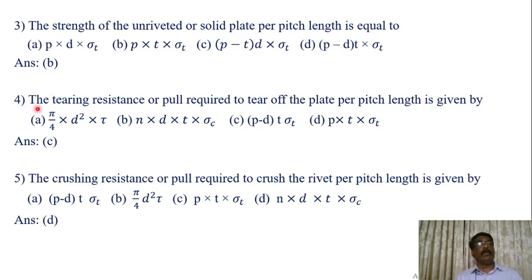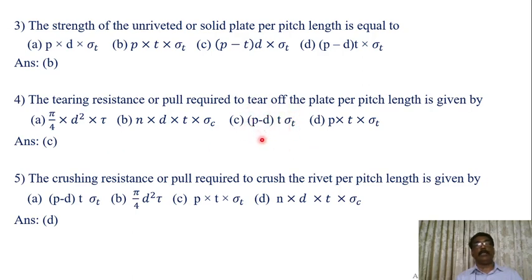The tearing resistance or pull required to tear off the plate per pitch length is given by: pi by 4 d square into tau, n into d into t into sigma c, P minus d into t into sigma t, or P into t into sigma t. The answer is C, that is P minus d into t into sigma t.